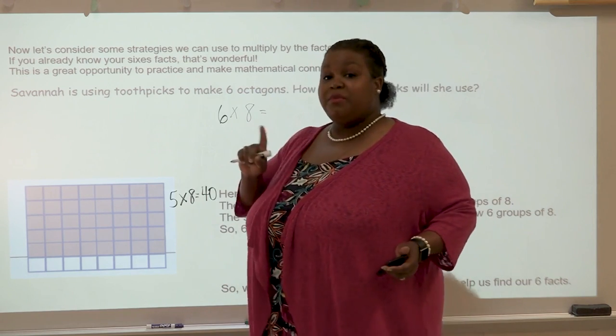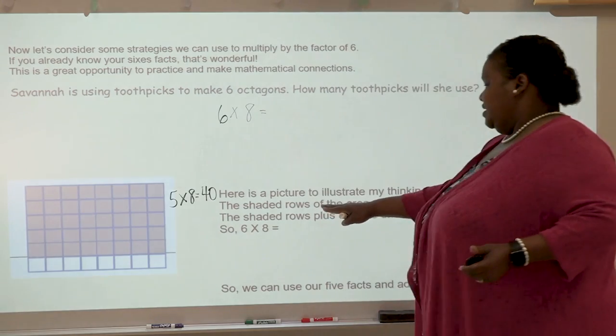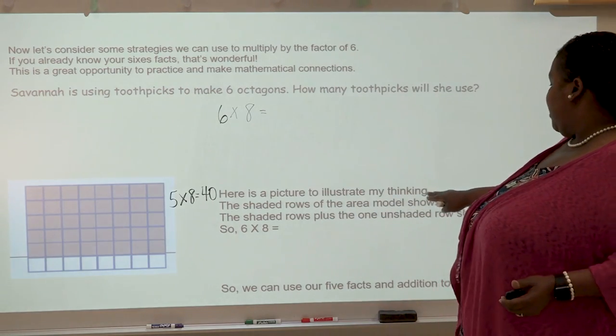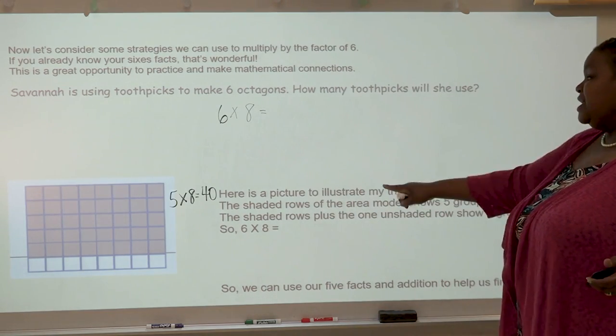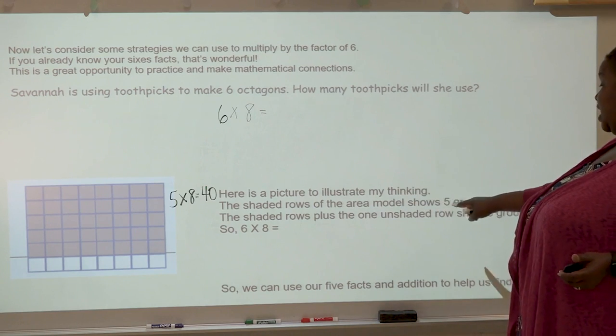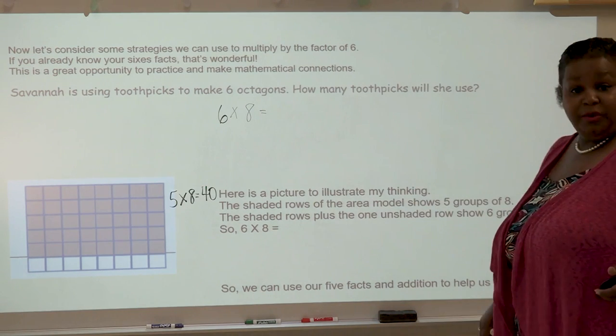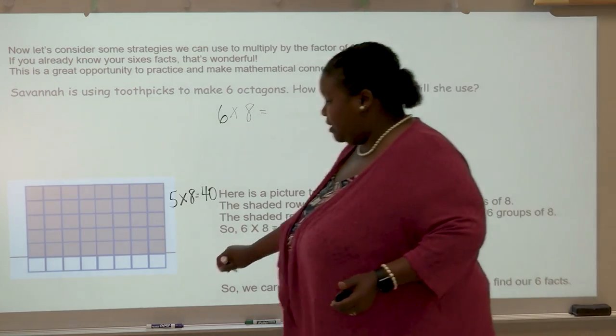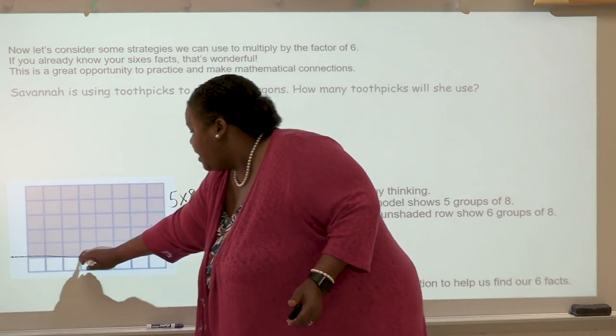But then I have one more row at the bottom. The shaded row of the area model shows 5 groups of 8. The shaded row plus the one unshaded row shows 6 groups of 8. So I can't forget about this one at the very bottom. I'll draw my line.